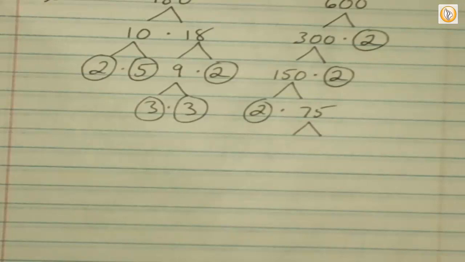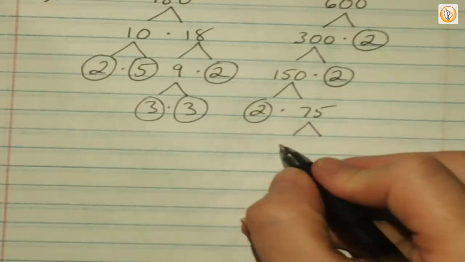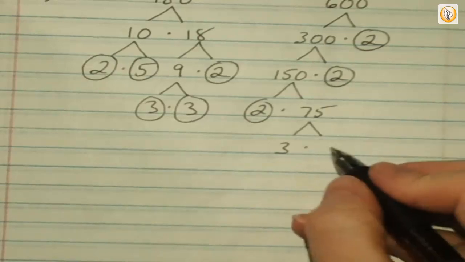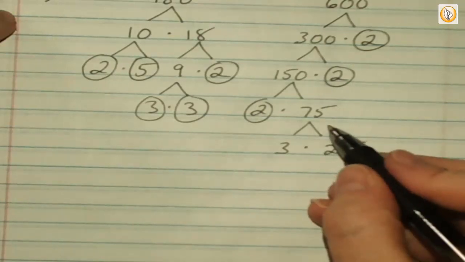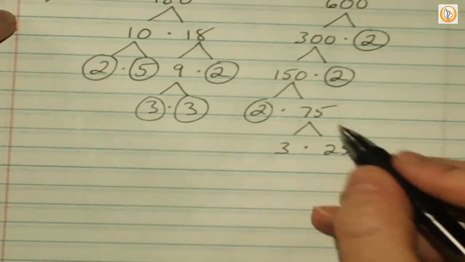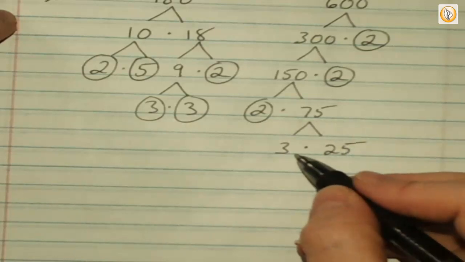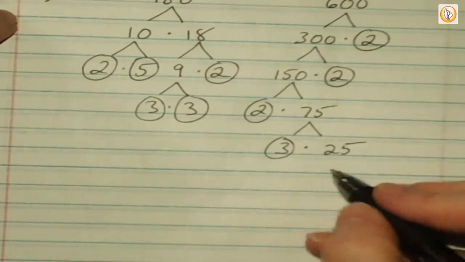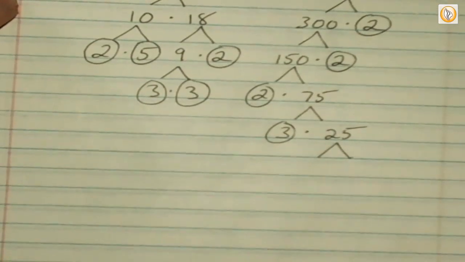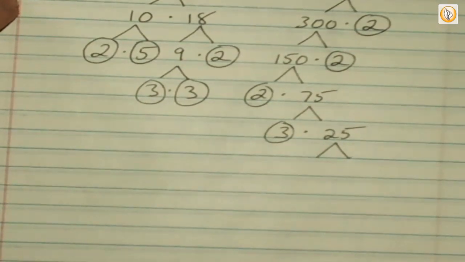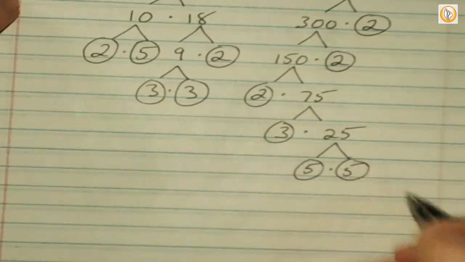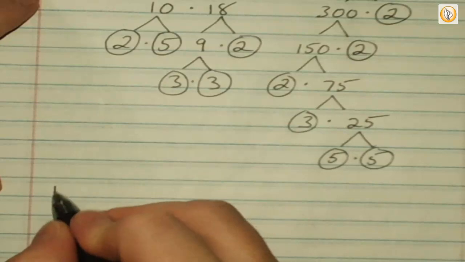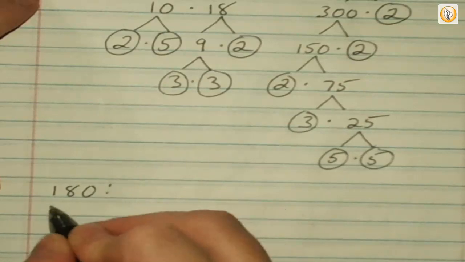Times 3. 3 times 25. Think of it as quarters. 75 cents. How many quarters are in 75 cents? There's 3. Yeah. All right. How about 25? 5 times 5. Very good.